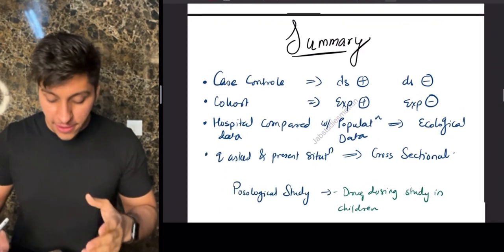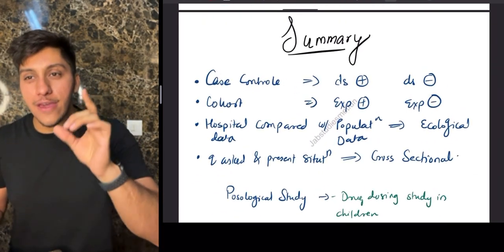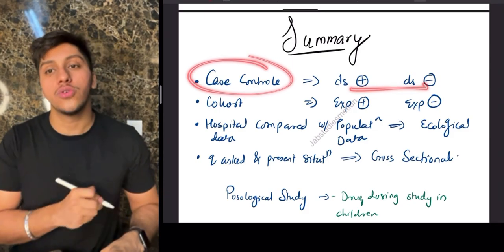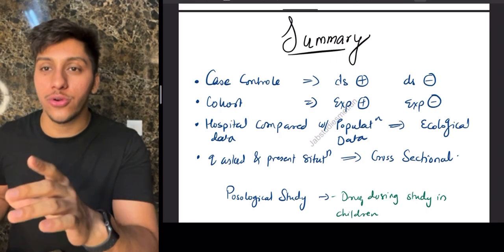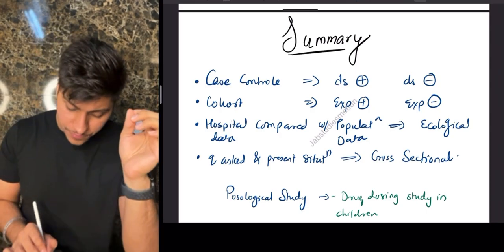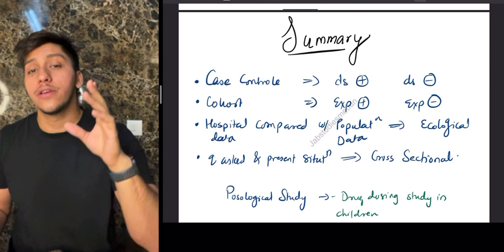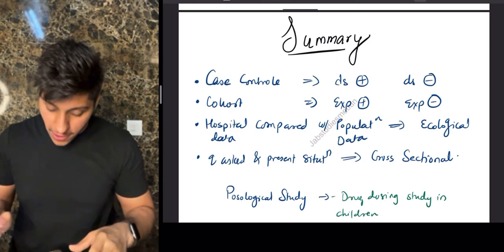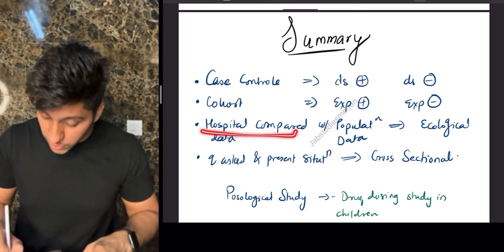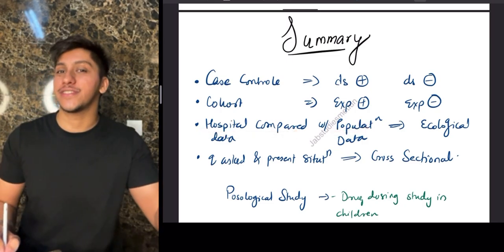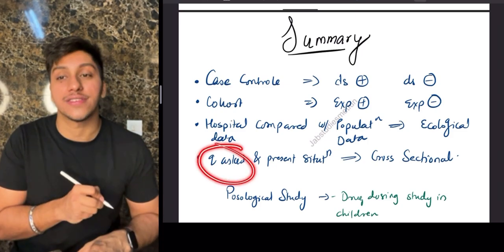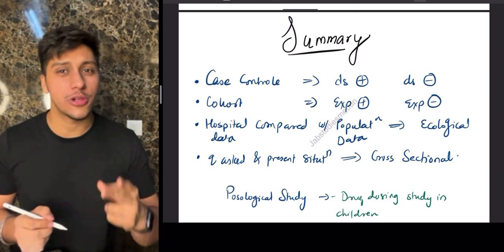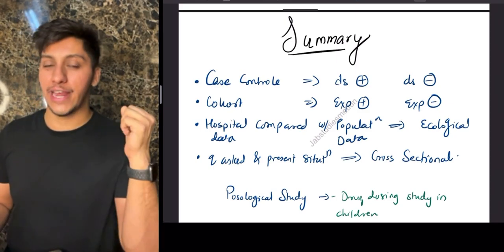Finally, to summarize, whenever you have a question, if they start with disease positive and disease negative, that question is related to case control. What was the bias in case control? That was recall bias, right? In a cohort study, remember you start with risk factor positive, risk factor negative, that is your exposure. Whenever you compare hospital data with population data, that is ecological studies. Whenever you ask questions with respect to the present situation, that is a cross-sectional study, also known as prevalence study, also known as snapshot study.